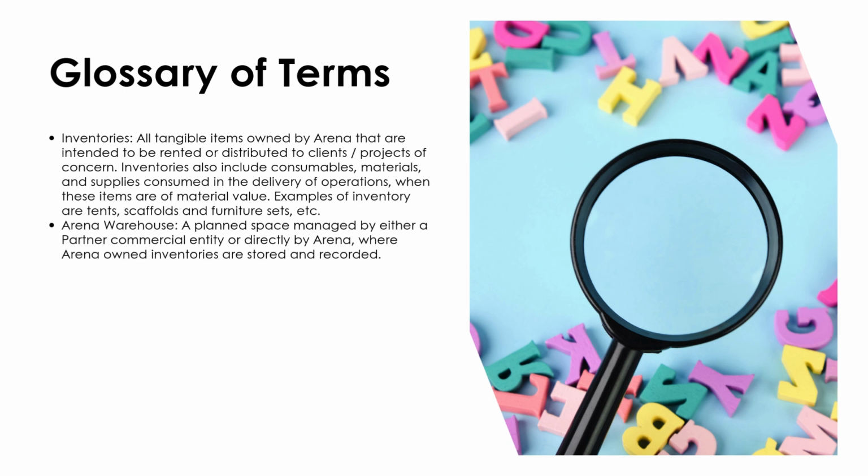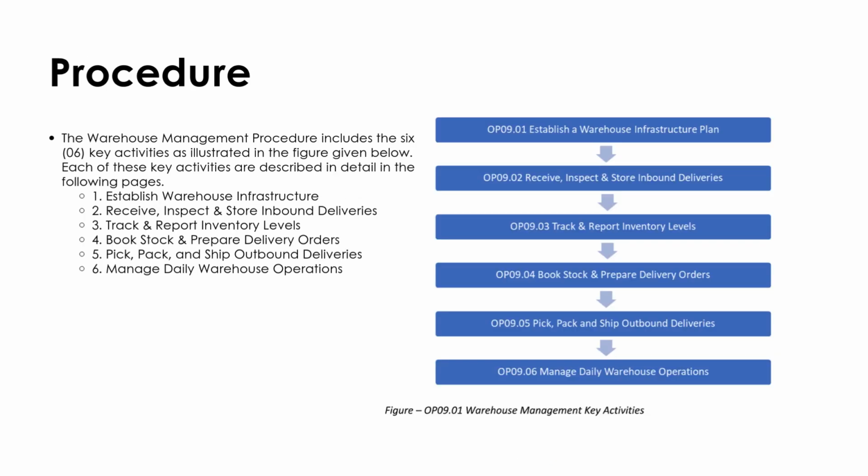Arena Warehouse. A planned space managed by either a partner commercial entity or directly by Arena, where Arena-owned inventories are stored and recorded. Procedure. The warehouse management procedure includes the 6 key activities as illustrated in the figure given below. Each of these key activities is described in detail in the following pages.